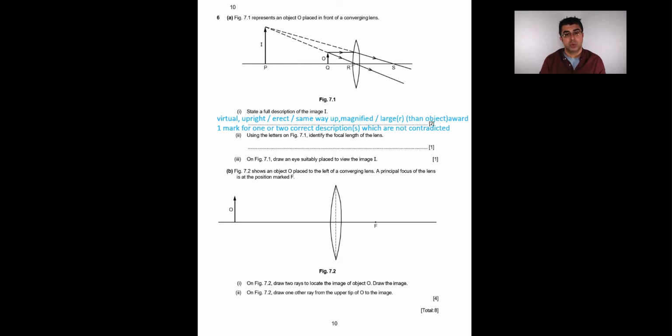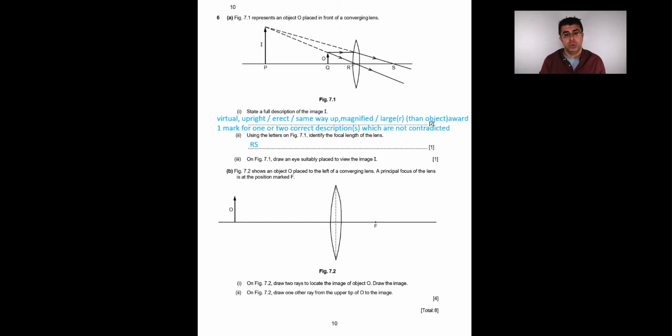Using the letters on figure 7.1, identify the focal length of the lens. Guys, the focal length is not the same as the focal point. It's the distance between the center of the lens and the focal point. So it's R to S, not just S. S is where the focal point is located. It's not the focal length.